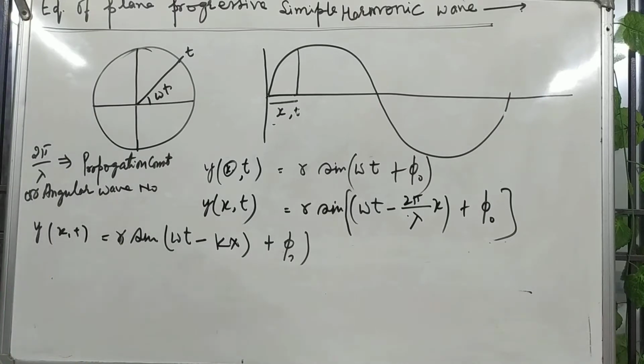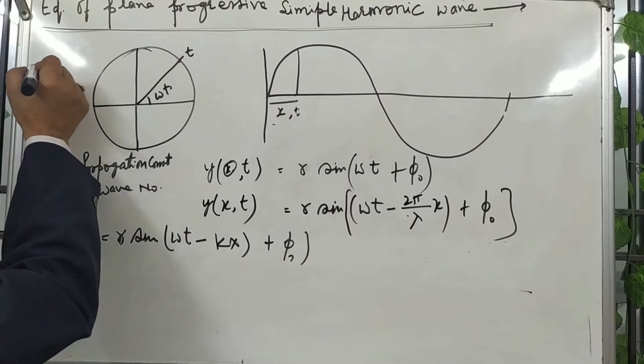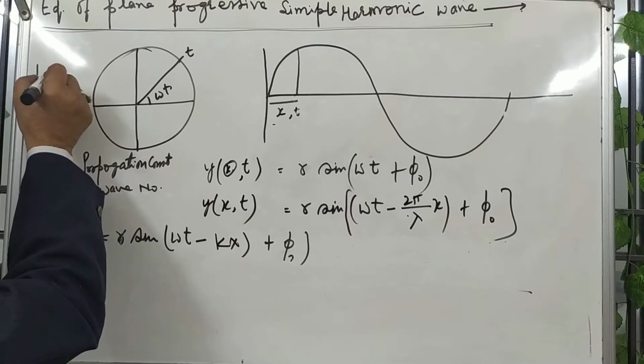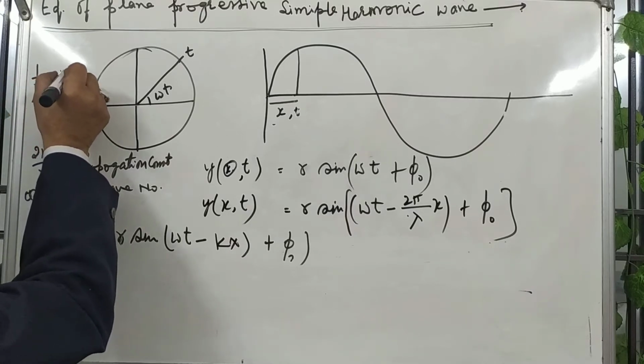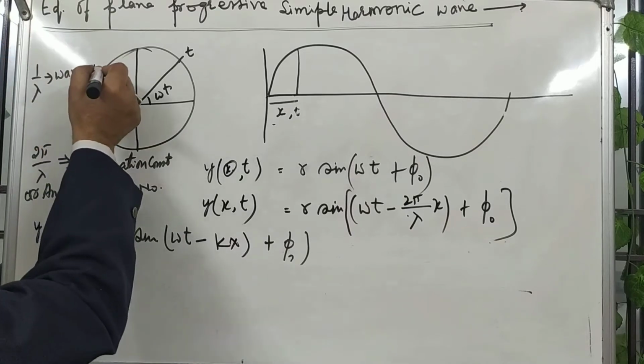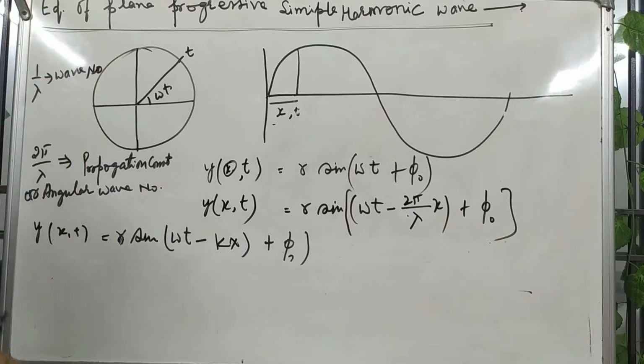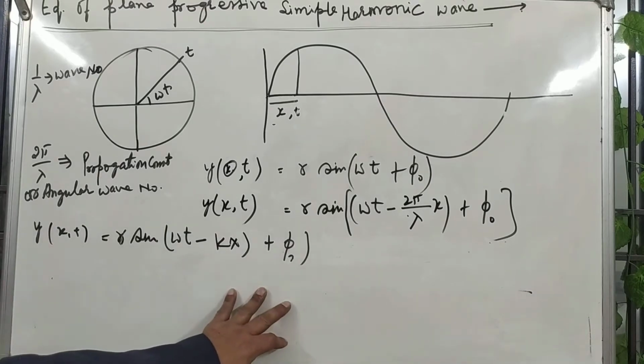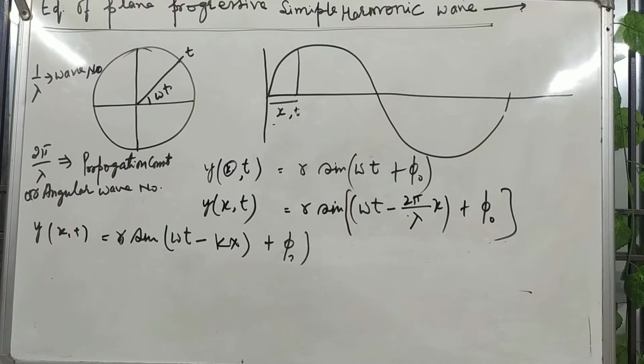And 1 upon lambda is called simply the wave number. This is the angular wave number, and 1 upon lambda is the wave number. Angular wave number 2 pi by lambda is the propagation constant. In this, 2 pi by lambda is represented by k. So this is this one.